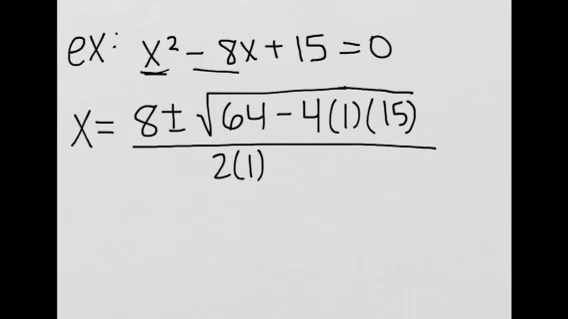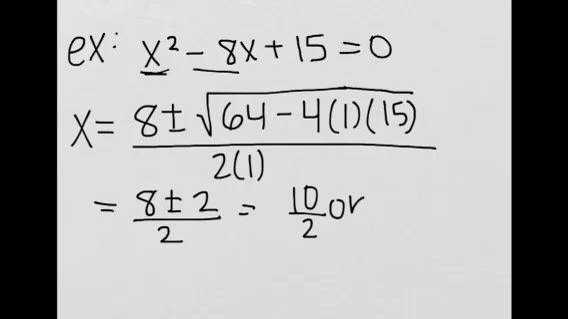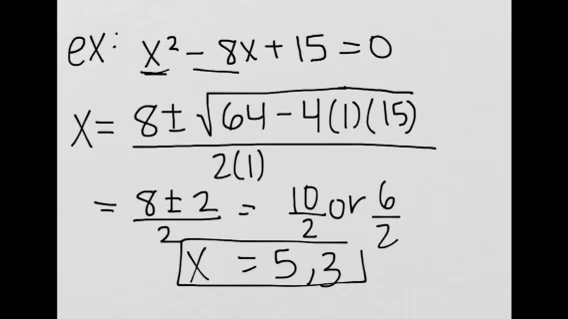Now if we simplify this, we get 8 plus or minus the square root of 64 minus 60. 64 minus 60 is 4, so the square root of 4 is just 2, over 2. So this equals either 10 over 2 or 6 over 2, which means that x is equal to 5 or 3. So x has two solutions. And this makes sense because remember, when we have a graph of a quadratic, it sometimes hits at two places. So it hits here and it hits here.